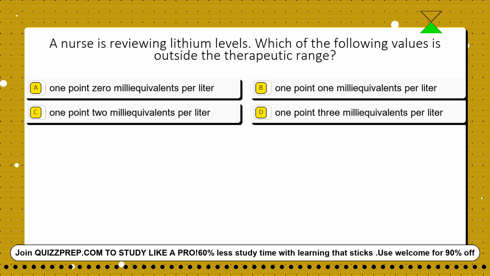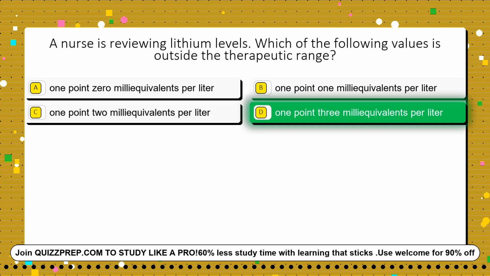Question 78. A nurse is reviewing lithium levels. Which of the following values is outside the therapeutic range? Option A, 1.0 milliequivalents per liter. Option B, 1.1 milliequivalents per liter. Option C, 1.2 milliequivalents per liter. Option D, 1.3 milliequivalents per liter.